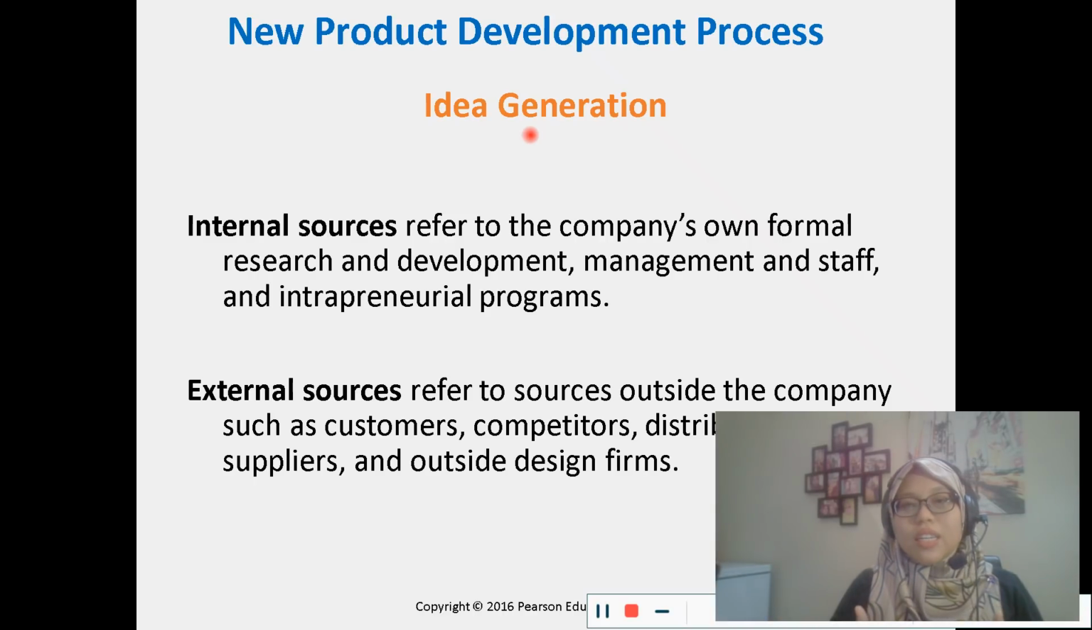Internal dalam syarikat, it can refers to the top management, it can refers to your staff, it can refers to your own research and development, it can refers to your own expertise, engineers, researchers. Okay, so everybody inside the organization can contribute to the idea generation for new product development.